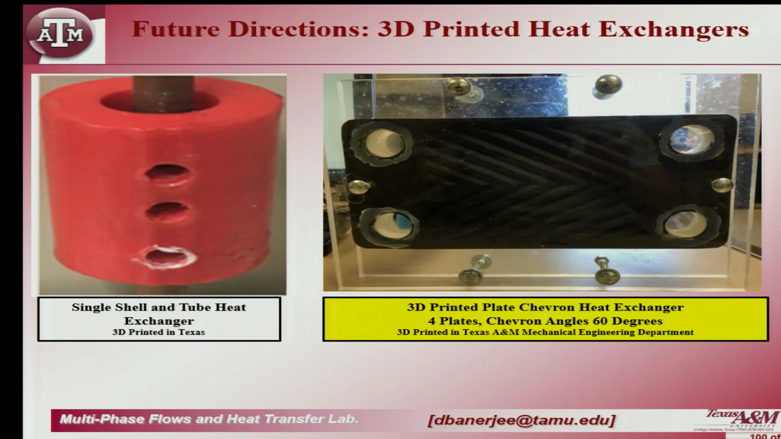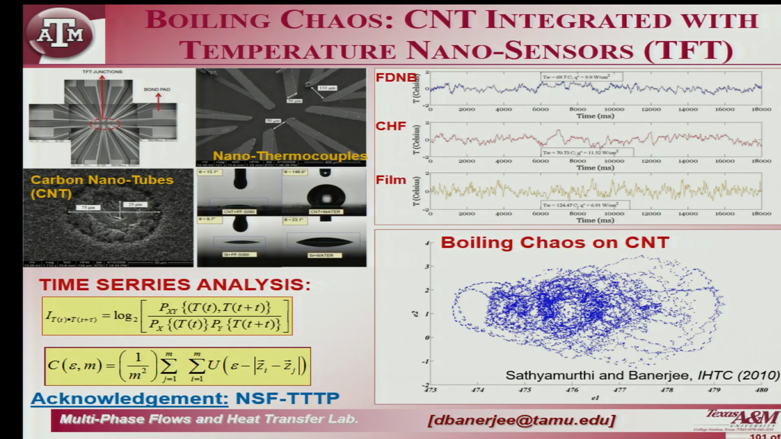We are also doing some 3D printed heat exchangers. I didn't get to talk about it. And the boiling chaos, unfortunately, I ran out of time. So using these nano fins, using these nano thermocouples with the carbon nanotube coatings, you can see the temperature fluctuation when we are in film boiling versus critical heat flux versus in nucleate boiling.